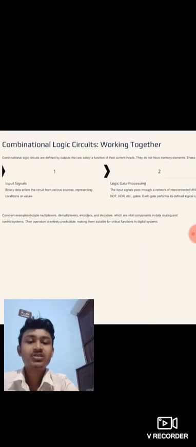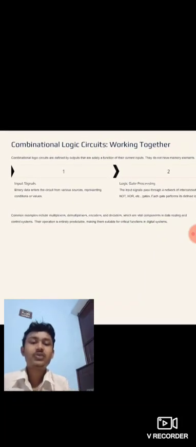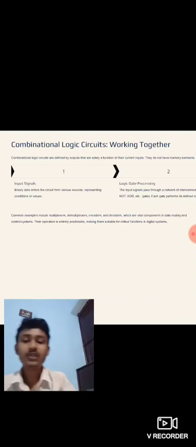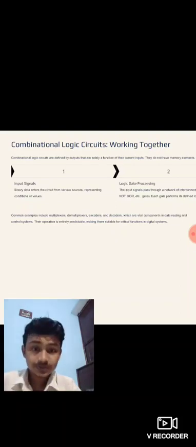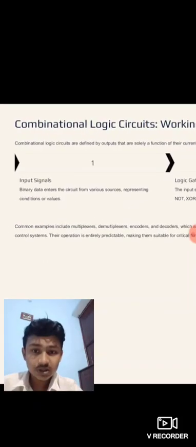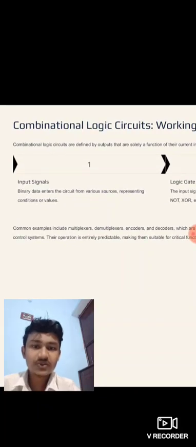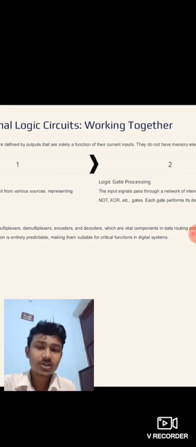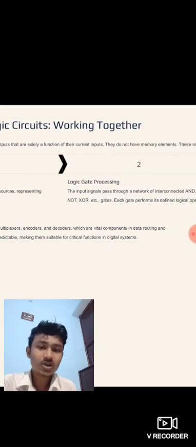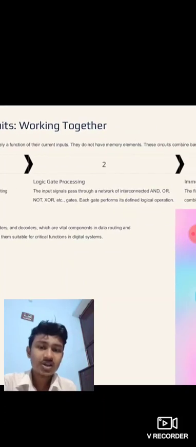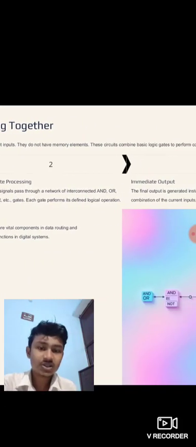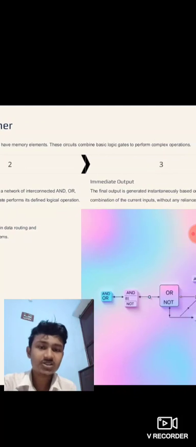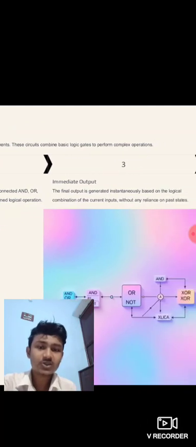Combinational logic circuits: working together. Combinational logic circuits are defined by outputs that are solely a function of their current inputs. They do not have any memory elements. These circuits combine basic logic gates to perform complex operations.